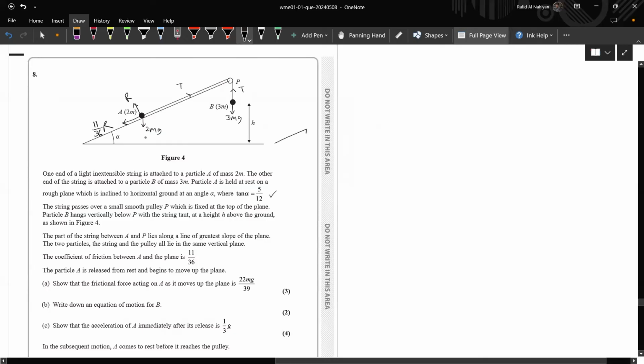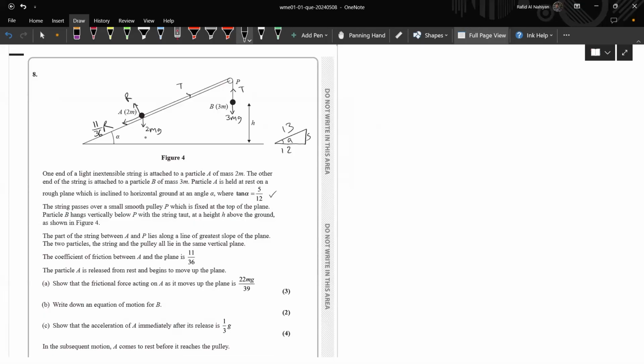I'm going to prepare a right angle triangle. I know that this is 5, this is 12, and this must be 13. This is another right angle triangle. You should notice that if two sides are 5 and 12, the hypotenuse is always 13. Then we have the string passing over a smooth pulley, which is at the top of the plane. Particle B hangs vertically below P at height h above the ground. So this height h is given.